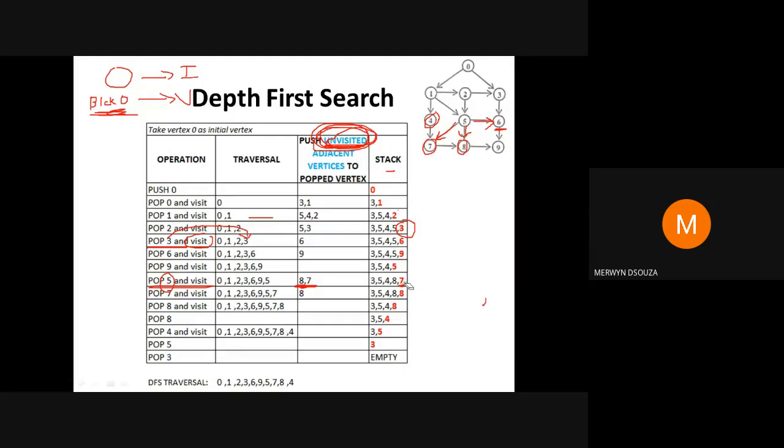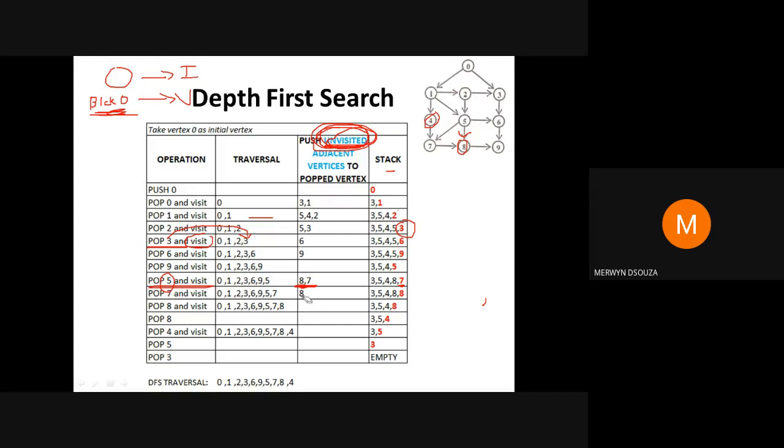So you delete 7, and when you delete 7 and visit, you write 7 in the answer. Find out the adjacent vertices next to 7 which are not yet visited. Only one is there, which is 8. So 7 you have visited, so remove that circle. Only one vertex which is not yet visited is 8.